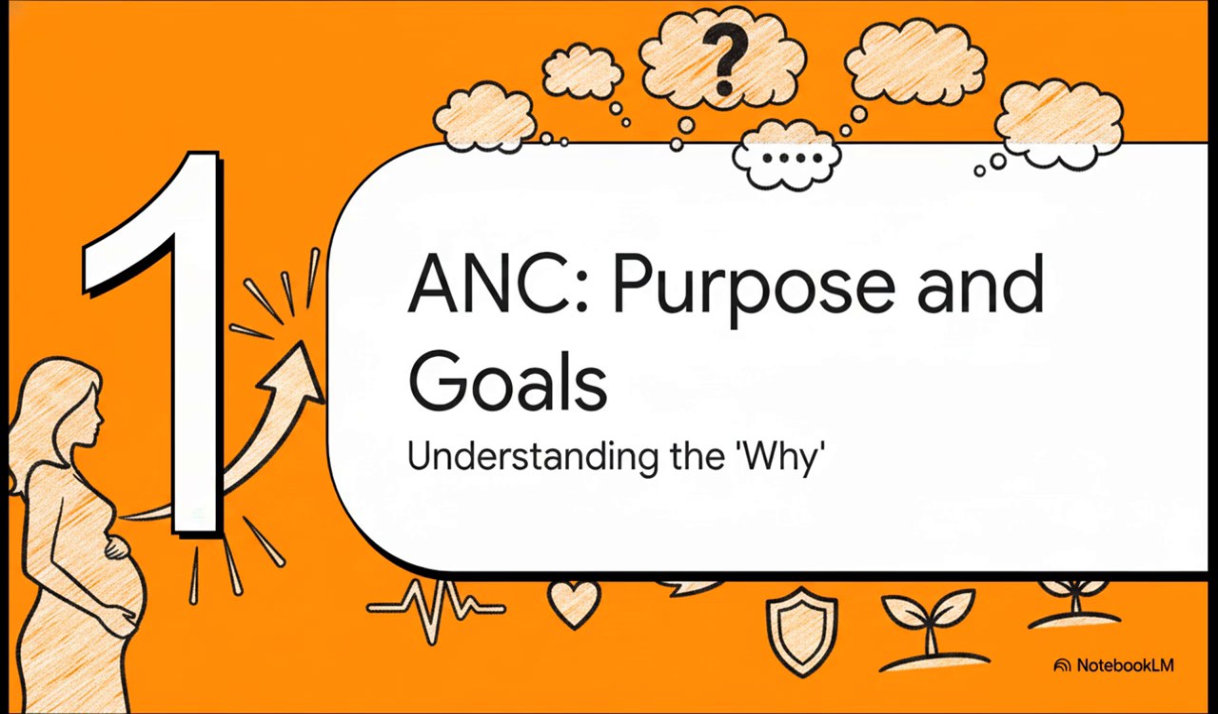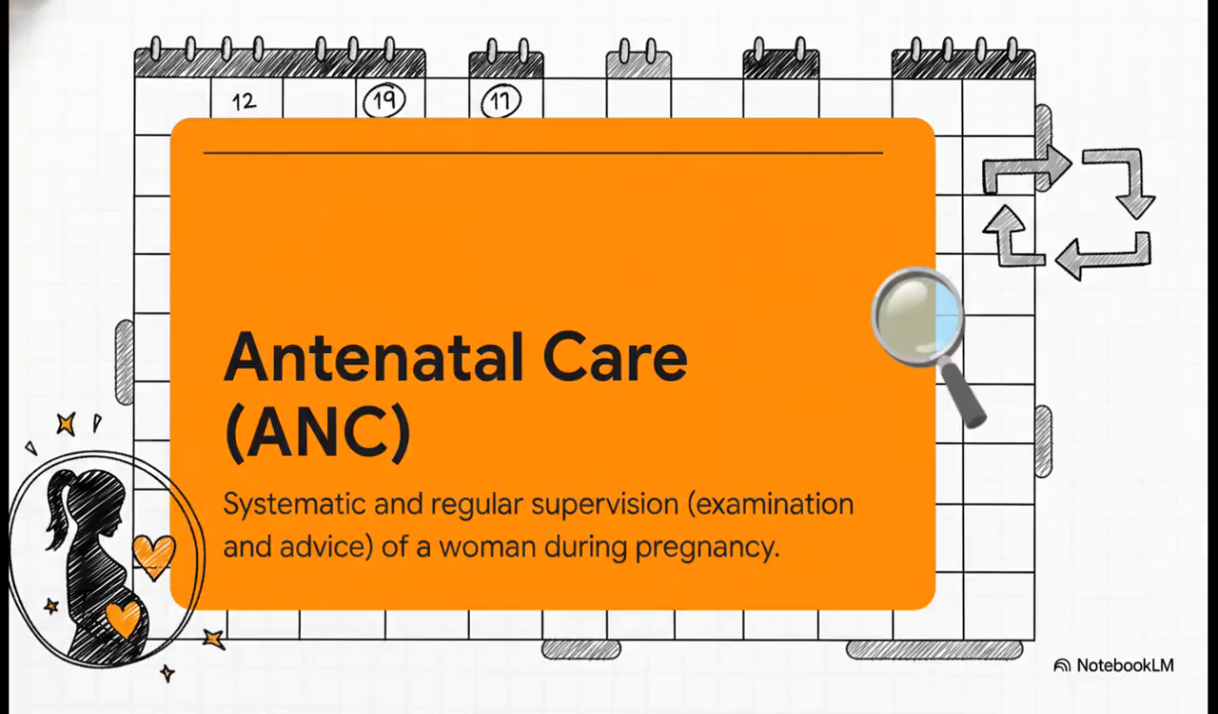To really get a handle on antenatal care, we have to start with its fundamental purpose. What are we actually trying to achieve with all this systematic supervision? What's the end goal? Well, the textbook definition is pretty clear. It's the systematic and regular supervision of a pregnant woman. The two key words you really want to lock in on are systematic and regular. This isn't random, it's a planned process with one very clear overarching goal: making sure we have a healthy mother and a healthy baby at the end of it all.